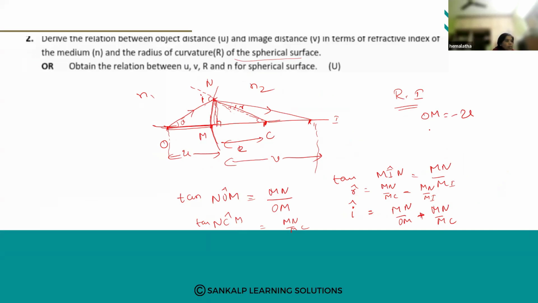Next one is v. V is how much here? It is mi. mi is equal to plus v, because it is in the first quadrant. Okay, next r is what? R is, one second, mc. mc is equal to plus r, because it's also in this one. Okay, these are all the things you have to substitute here. Everything if you substitute, you'll get the equation.